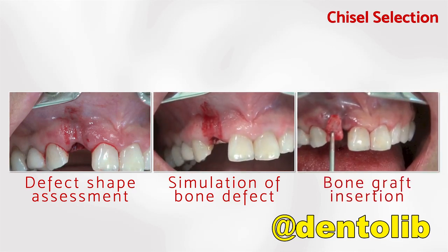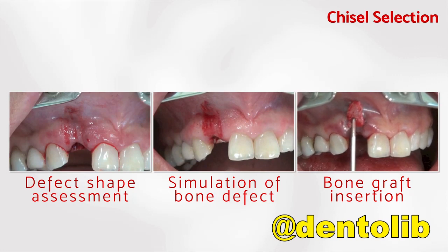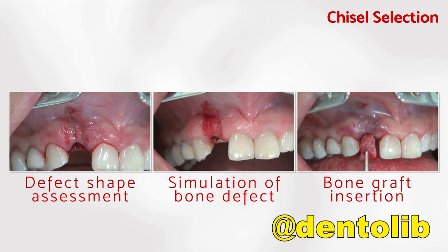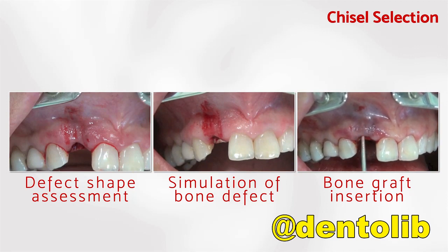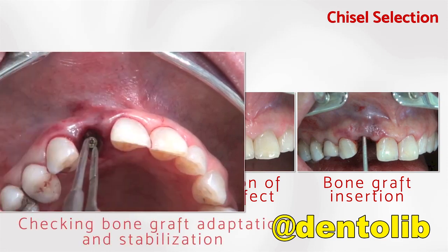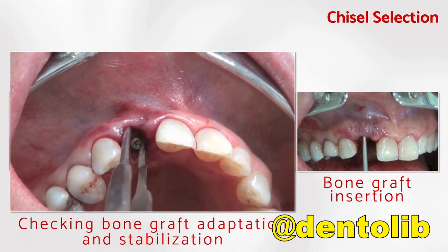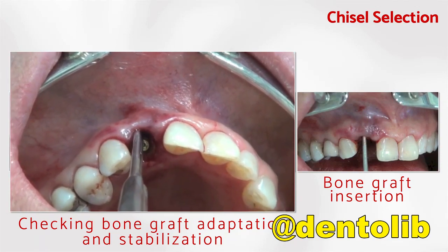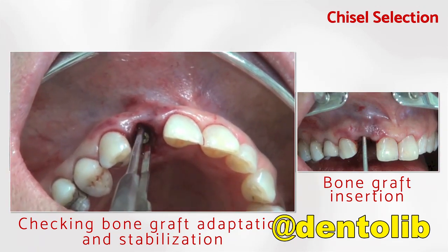After this graft is matching the anatomical contour of the defect, that's the right time to do the first checking. And we introduce the graft in the inner part of the soft tissue. This is the second exercise, where we should pay attention to check the bone graft adaptation and stabilization using tweezers.